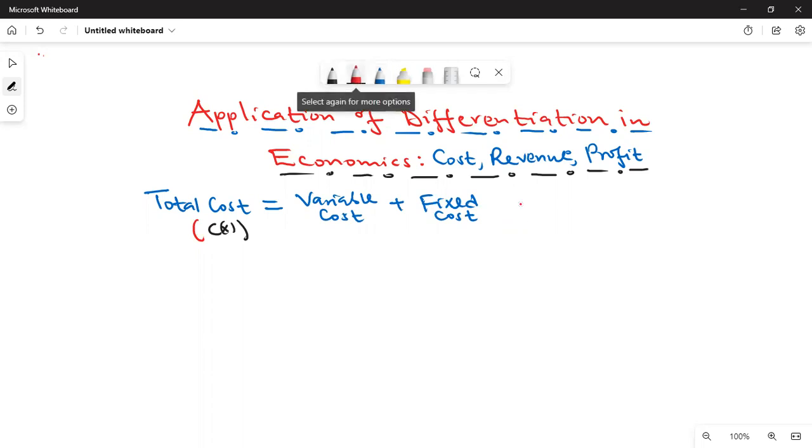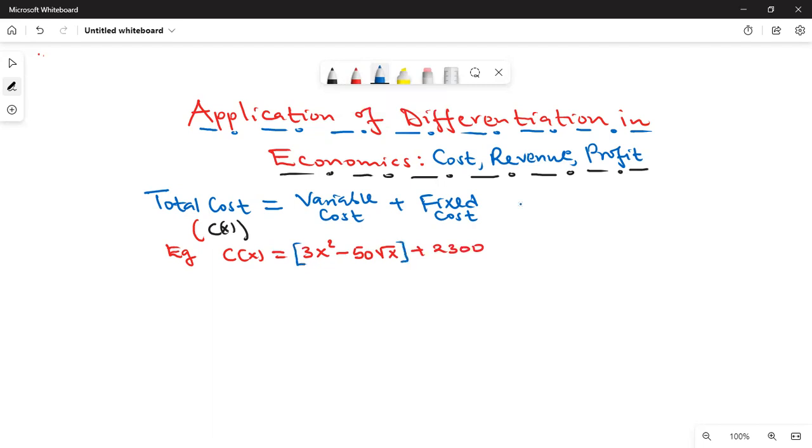An example, we can say e.g. C of X is equal to 3x squared minus 50 root x, that's 50 root x, then plus 2300. So the part that contains x, that is what you are calling the variable cost, the first part here, the one that depends on x, and this other part is the fixed cost. So our variable cost is this one, and this other one is the fixed cost, a constant.